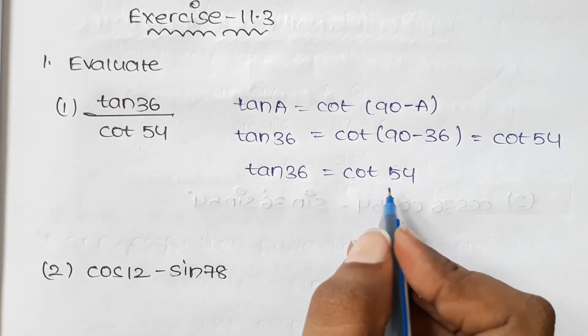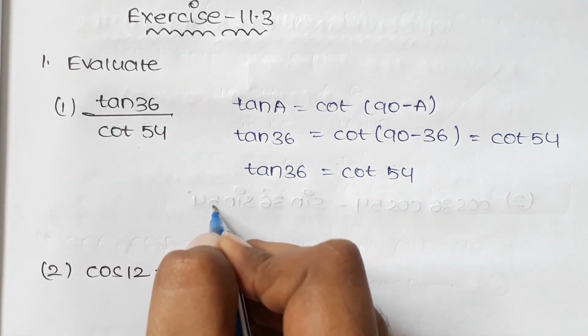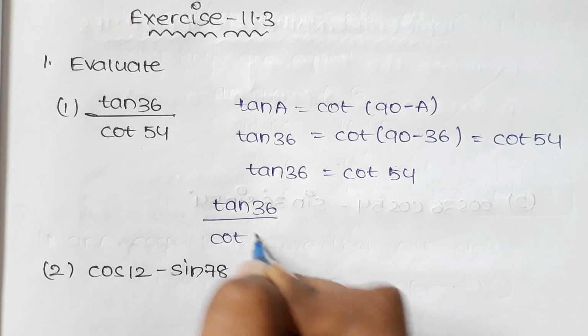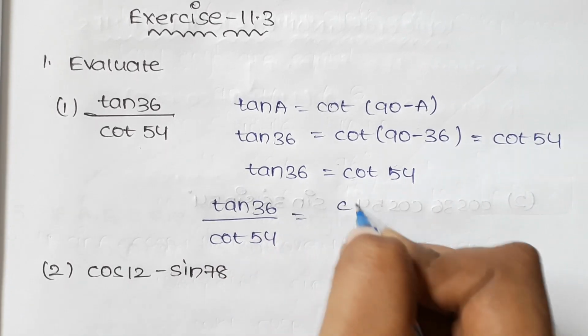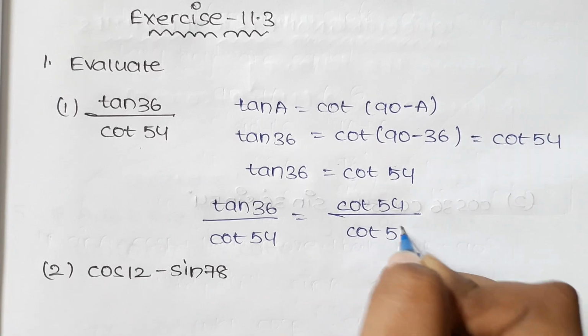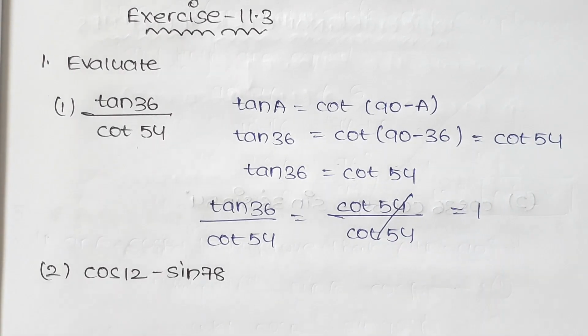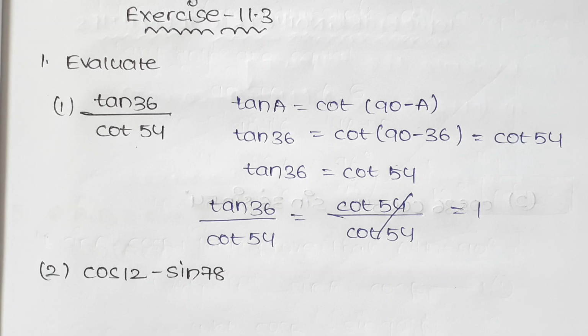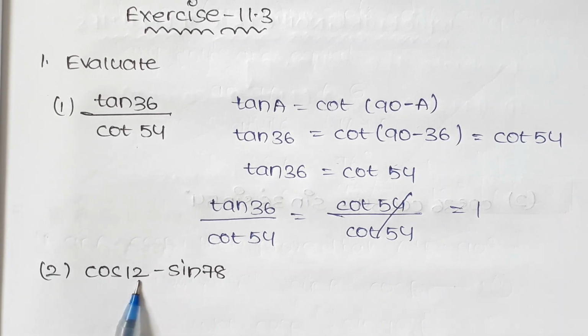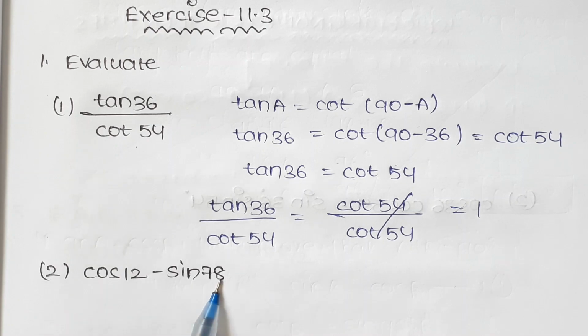In place of tan 36, let us keep cot 54. Now tan 36 divided by cot 54 equals cot 54 by cot 54. Both get cancelled and the answer is 1. And this is the first one. Let us see the second one, that is cos 12 minus sin 78.